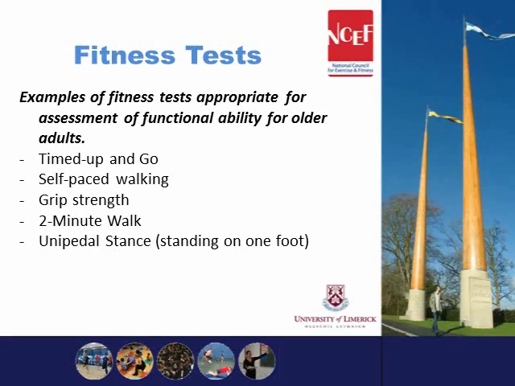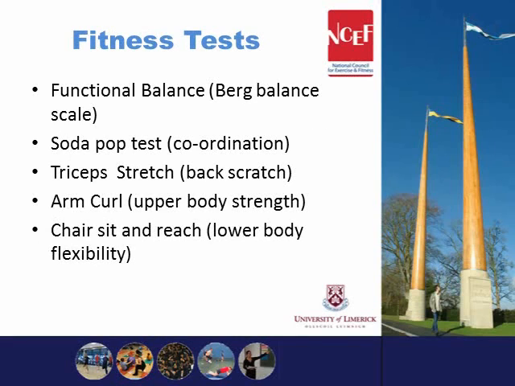More examples of tests. There's a functional balance test called the Berg Balance Scale. That is good. There's a soda pop test. I think that's becoming very popular with young people now anyway. It's a coordination test. A triceps stretch, that's a back scratch. An arm curl could give you upper body strength. And a chair sit and reach could give you lower body flexibility.